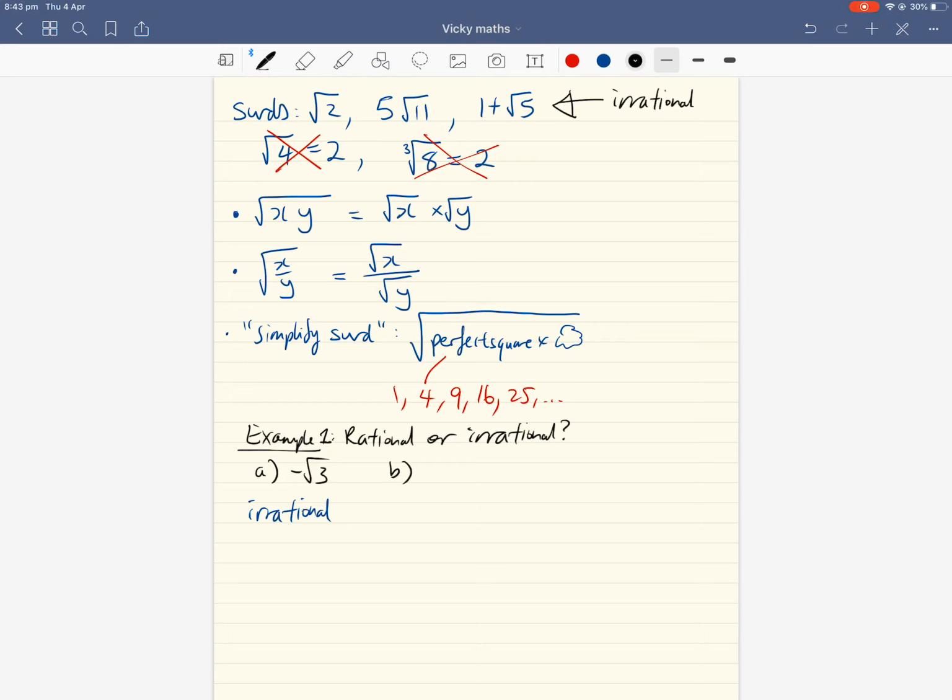Let's do part B. Is 137% rational or irrational? Well, can we write 137% as a simplified fraction? Percent means part of 100, so 137% is 137 over 100. Oh, look, it's a fraction. It's a simplified fraction. So 137% is a rational number. C, 3/7. That's straightforward. It's a fraction. It's simplified. It is, of course, a rational number.